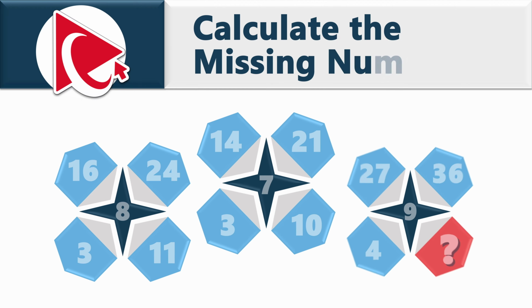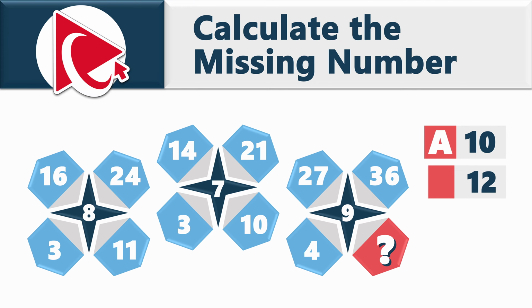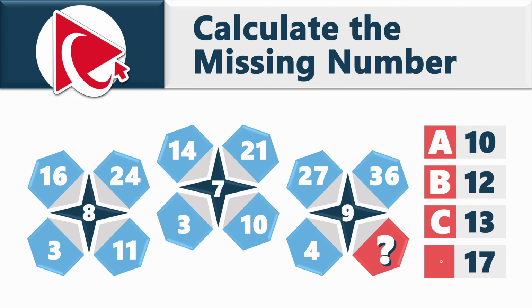You're presented with 3 cool-looking shapes. Each shape has 5 numbers inside. The first shape has numbers 16, 24, 8, 3, and 11. The second shape has numbers 14, 21, 7, 3, and 10. And then the third shape has numbers 27, 36, 9, 4, and then comes the missing number, which you need to calculate and select out of 4 possible choices. Choice A, 10, choice B, 12, choice C, 13, and last but not least, choice D, 17.